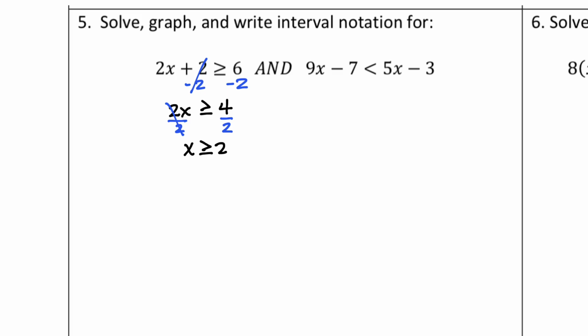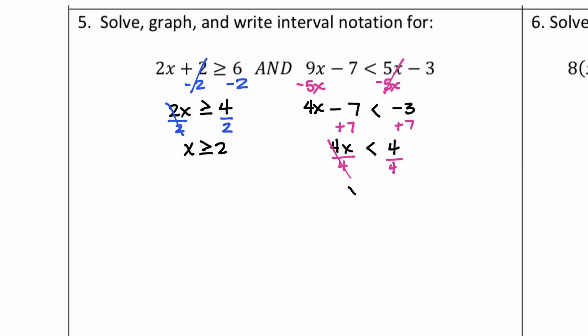Okay, other side. We're going to subtract 5x from both sides, get the variable over on the left. So we get 4x minus 7 is less than -3. Add 7 to both sides, and we get 4x is less than 4. No flipping inequality signs on this one at all. So the 4's cancel, and we get x is less than 1.